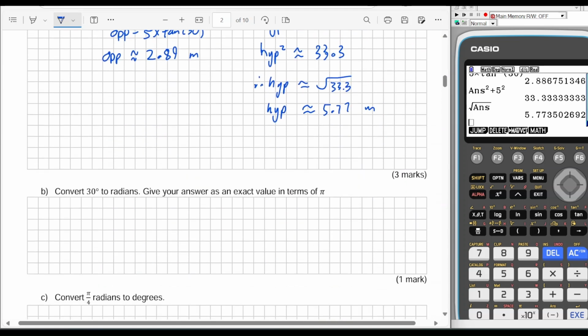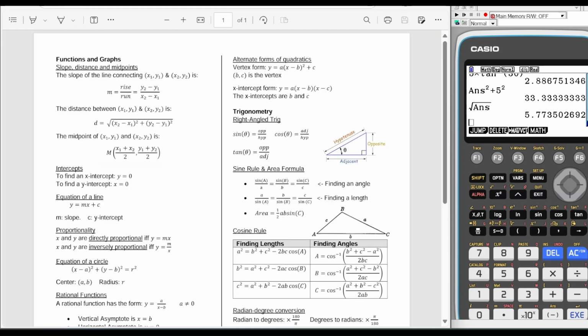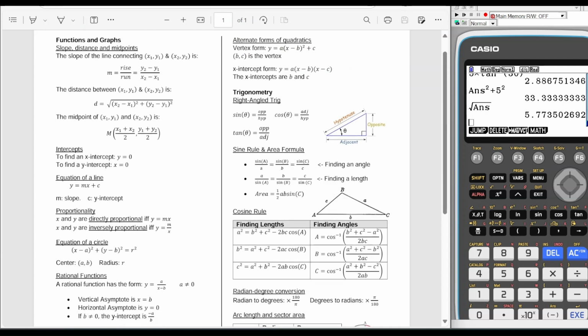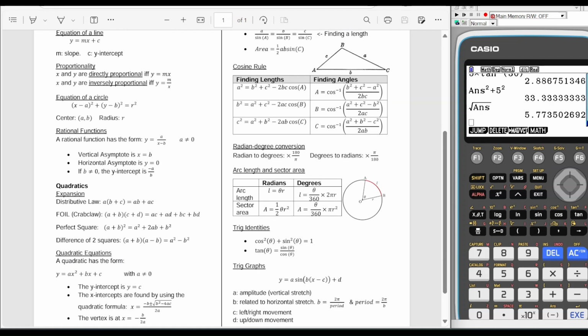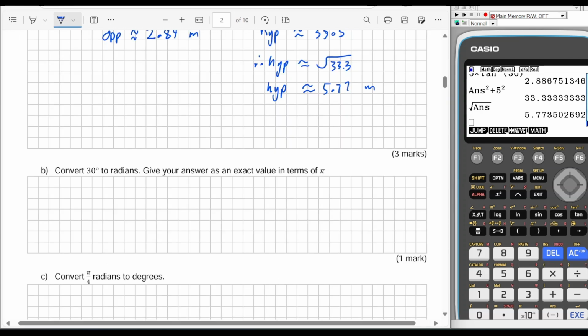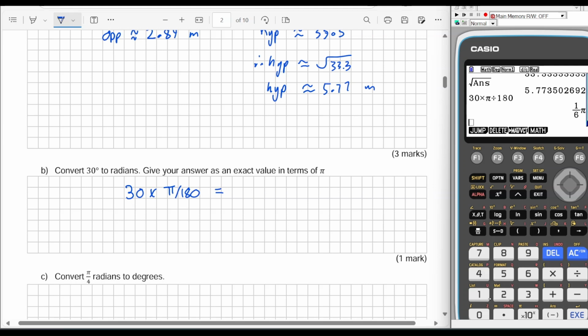Okay, next question, convert 30 degrees to radians. So if you have a look on the formula sheet, by the way, there was that SOHCAHTOA stuff we just used. Radian degree conversions here. So to convert to radians, you've got to go and times by pi over 180. Now, this is absolutely something you can do by hand, or if you want, you can do it on the calculator. It doesn't really matter too much. So it's 1/6 of pi, or in other words, that's pi over 6.